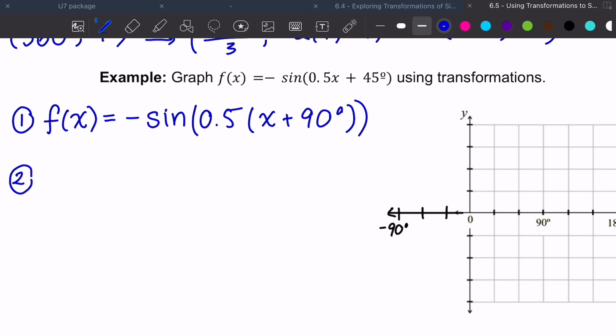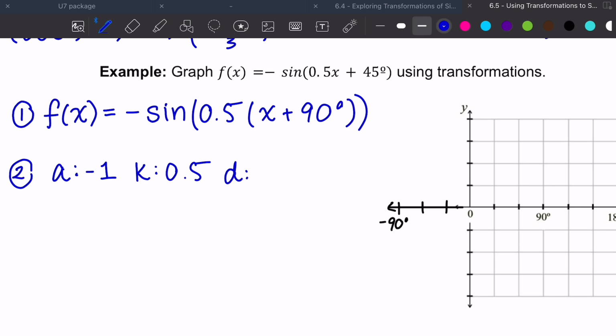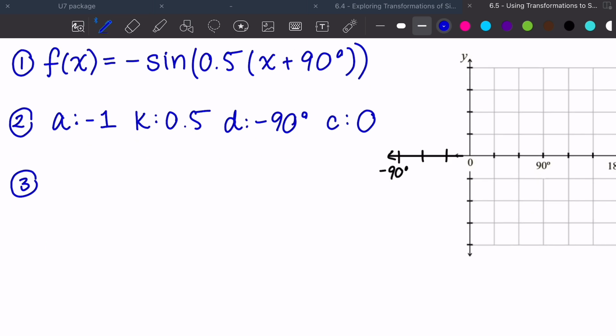I can now clearly see that my A value is -1. My K value is 0.5. My D value is now negative 90, since it's plus 90, so it's not going to be 45. And then you'll notice that we do not have a C value in this case. There's no plus or minus anything at the end of this equation, so that just means we have not shifted up or down. Our midline is going to be going through 0. That's all. Once we've got that, we now need to do our mapping rule.